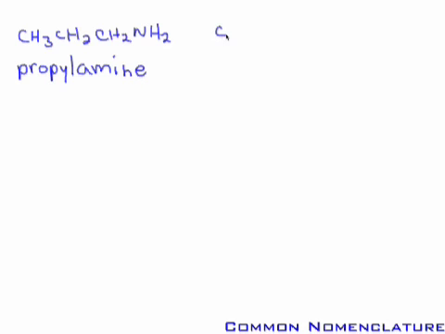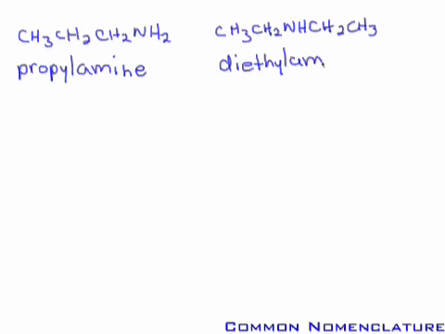In the case where we had 2 ethyl groups, and we had N-ethyl ethanamine, well, in this case, we have 2 ethyls attached to a nitrogen. So in common nomenclature, instead of saying N-ethyl ethanamine or N-ethyl ethylamine, we just say di. When there's 2 identical groups, you just say dialkyl, diethylamine. If there were 3 identical ethyl groups off, we'd say triethylamine. Okay, diethylamine.